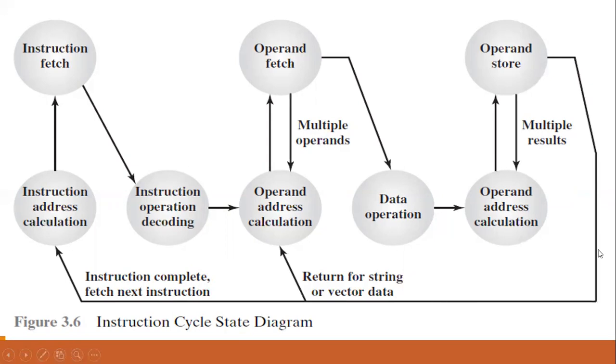See, from here, if for this operation you need some other operands, then you have to come to this step, return for string or vector data. And after the result of your instruction is stored, you can come back to our first step, that is calculation of the address of the next instruction. Okay, so this is the instruction cycle state diagram.